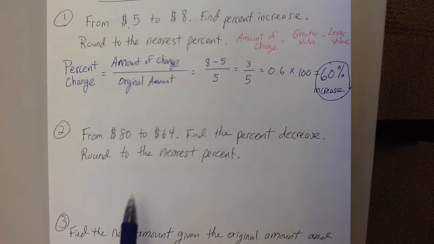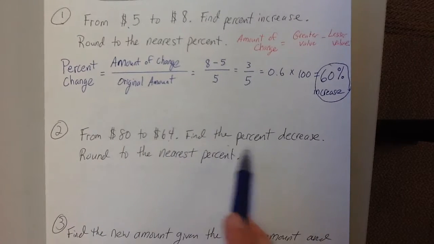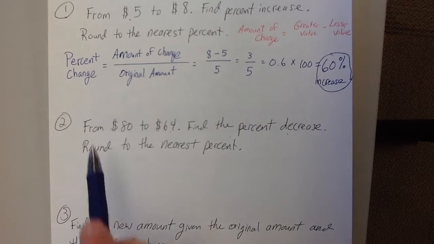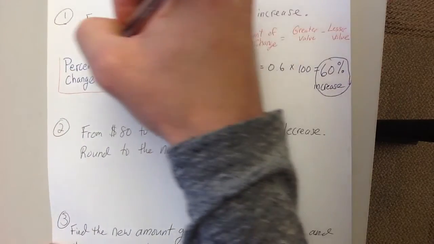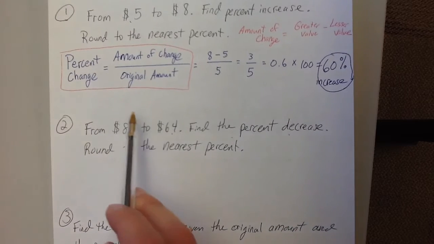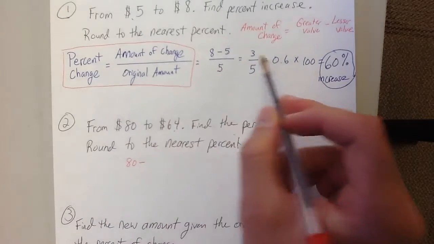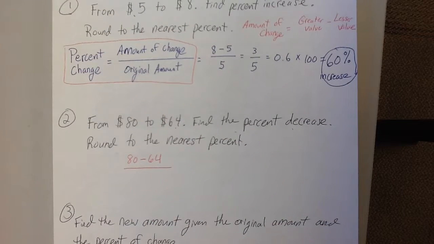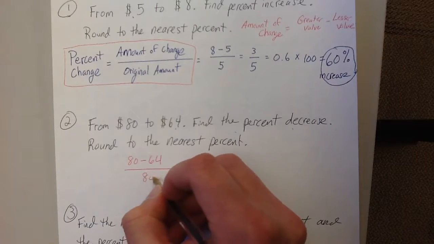Example number 2, I'm going from $80 to $64. So obviously, I'm finding the percent decrease since my amount is going down. So I'm going to use this equation still. Right, percent change equals the amount of change divided by the original amount. So let's find the amount of change. I take the greater value, 80, and subtract the lesser value, which is 64. That's my numerator. The denominator is the original amount. The original amount is 80, so that goes on bottom.